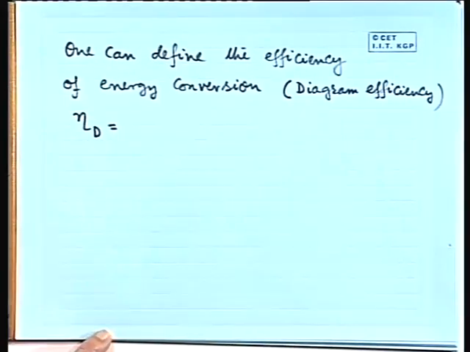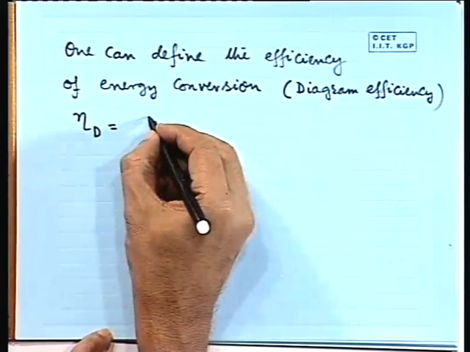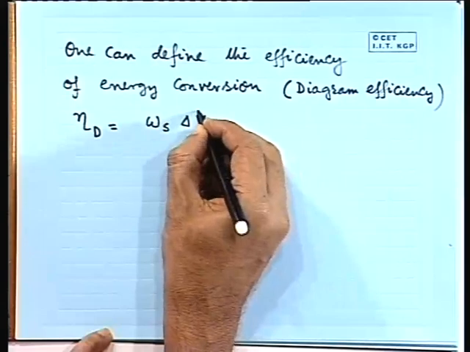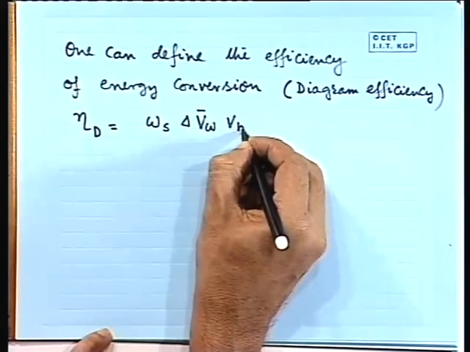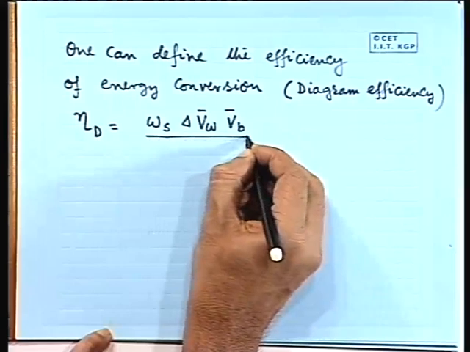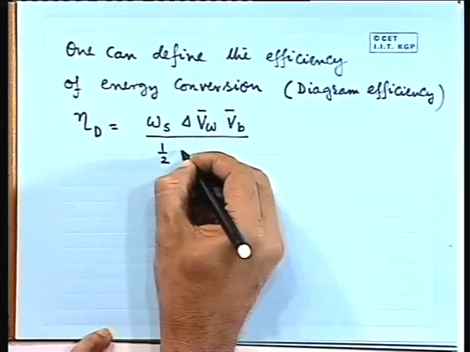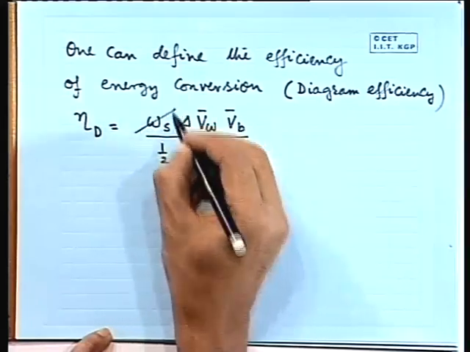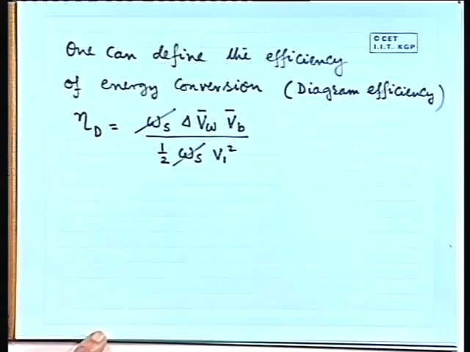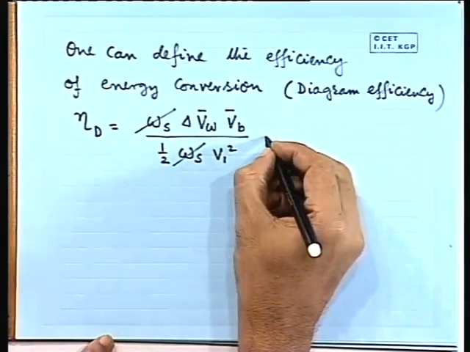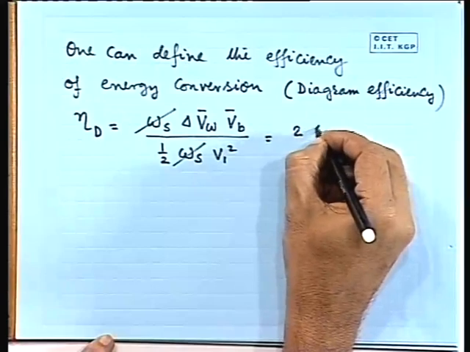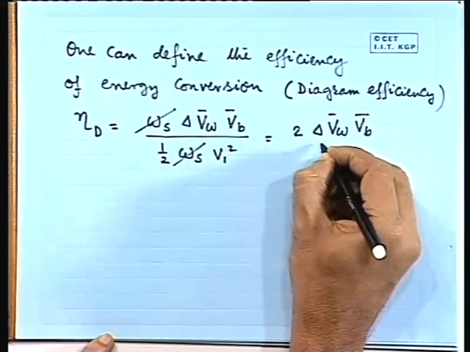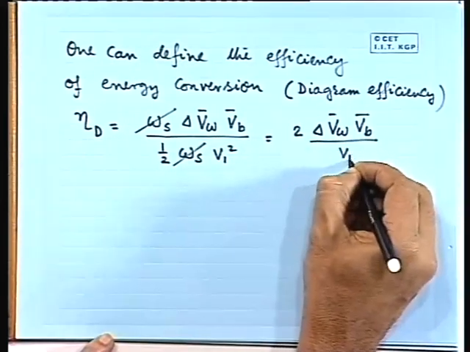So, what it will be? We will have omega s V omega into V b divided by half omega s V 1 square. Now, omega s can be cancelled from both the sides. So, basically you will get twice delta V omega V b divided by V 1 square.